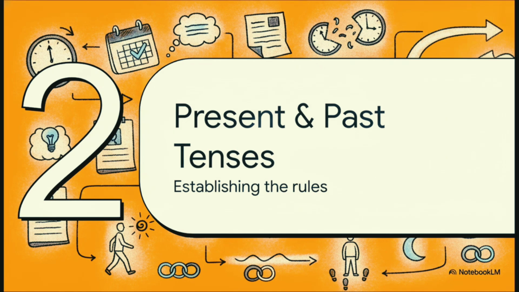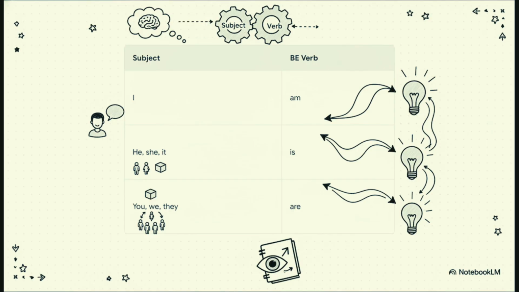Moving on to section 2, present and past tenses. Let's establish the rules. When we're talking about right now, the present tense, it all comes down to matching the right subject with the right verb. It's like finding the perfect pair. For I, you always use am. I am. When you're talking about he, she, or it, you use is. And for the plurals, you, we, or they, you use are. If you can just lock this grouping into your memory, you'll absolutely nail the present tense every single time.